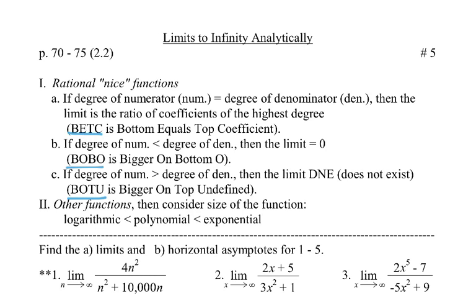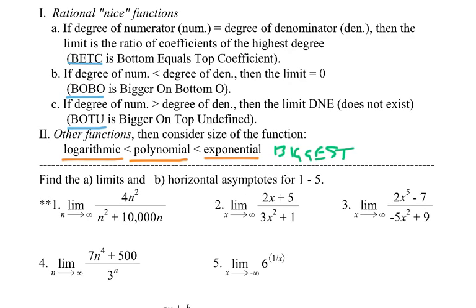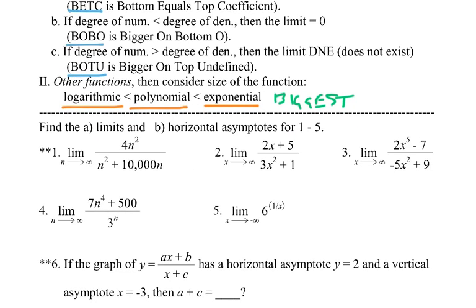One thing to consider when we're doing that is that logarithmic functions are always going to be smaller than polynomial functions, which are always going to be smaller than exponential functions. So exponential functions are the biggest, and logarithmic functions are the smallest. And so we can start going down here and look at some of these. What you're going to notice about all of these limits is they're going to infinity.